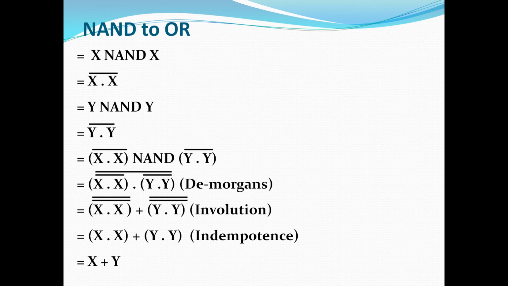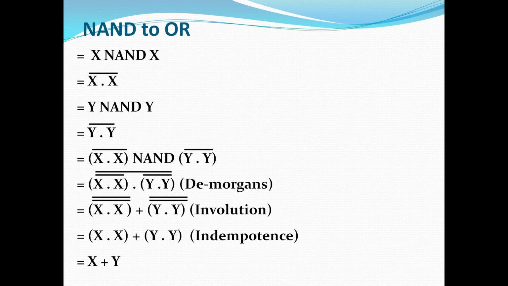x dot x whole dash NAND y dot y whole dash. If you apply the NAND operation, that will be x dot x whole dash dot y dot y whole dash, whole dash. See how to read that one: x dot x whole dash dot y dot y whole dash, then whole dash will be there. Then we have to reduce that one.